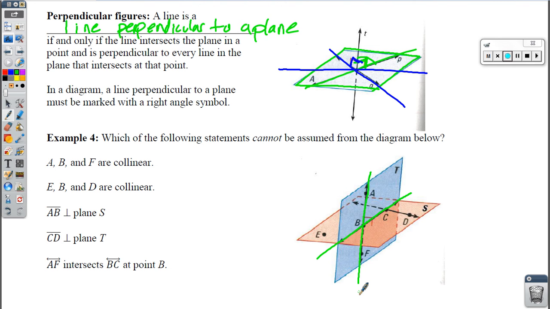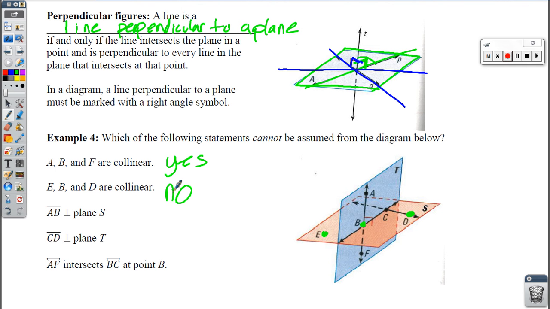Those points are all on the same line in the picture, so that means that yes, we can assume that those are collinear. All right, E, B, and D are collinear. So E is right here, B is right here, D is right here. Well, they kind of look like they're all in a line, but there's no line drawn that's indicating that they are collinear. There's nothing in the picture, nothing in the instructions that indicate that they really are collinear. So even though they look like they're collinear, we cannot assume that based on the picture. We can only assume that if there's some indication that they really truly are collinear.